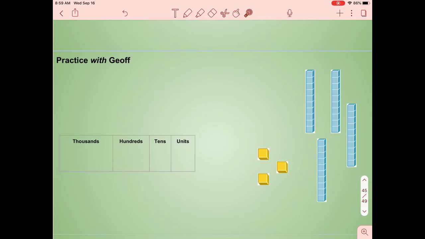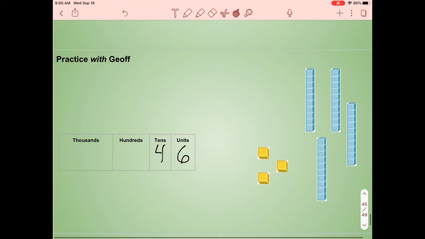All right, if you're ready, here is my answer. I've got 1, 2, 3 in the units place, and 1, 2, 3, 4 tens. So my answer is 46. I'm going to move down just a little bit here to the next problem.